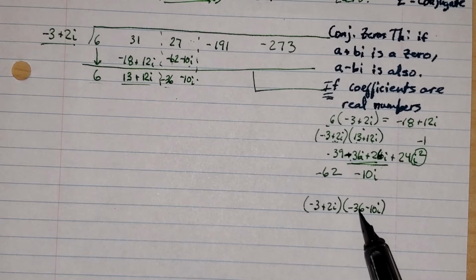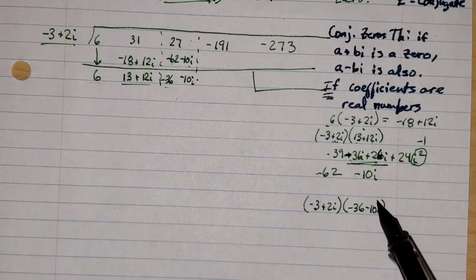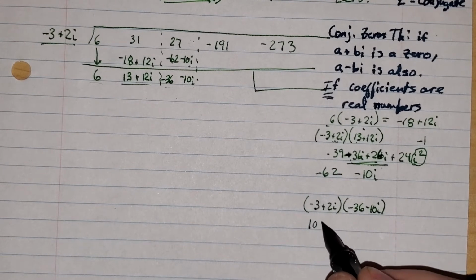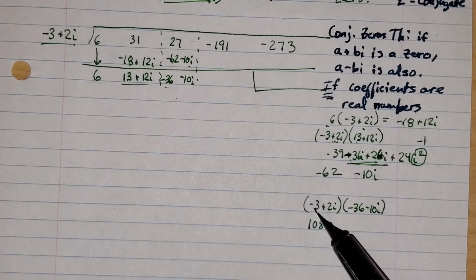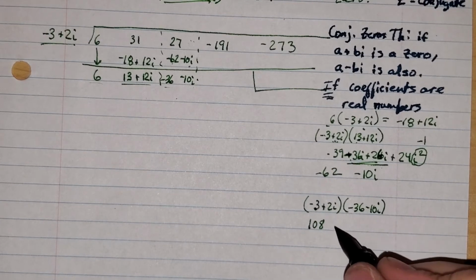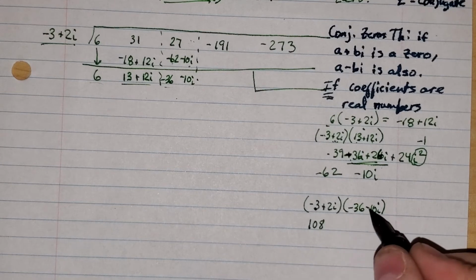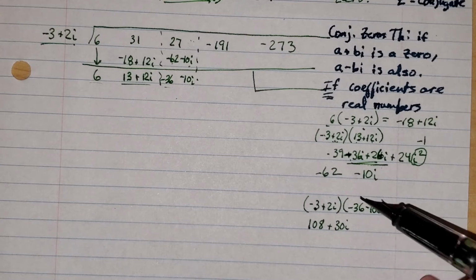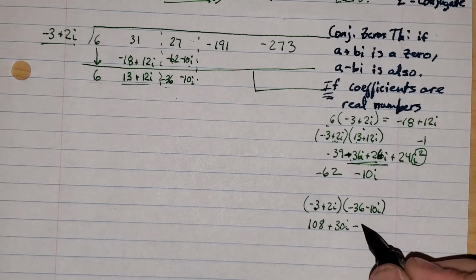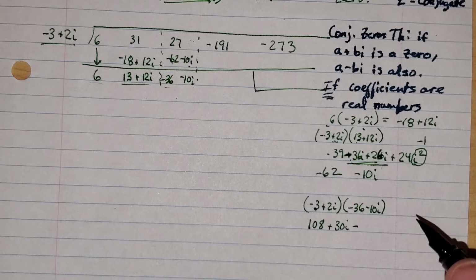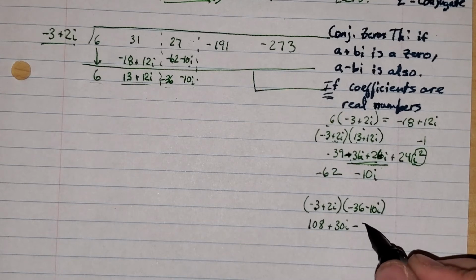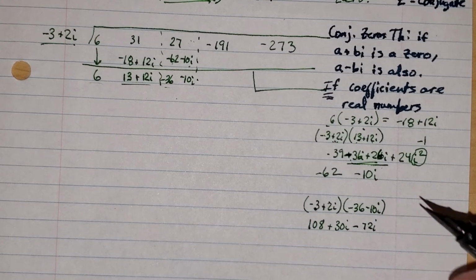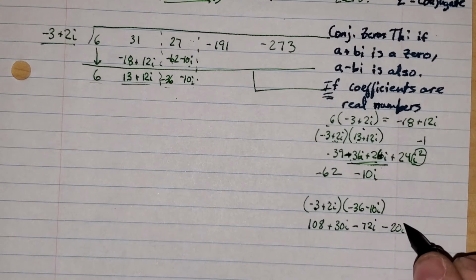Well, negative 3 times negative 36 is plus 108. And then negative 3 times negative 10 is going to be plus 30i. And then 2 times negative 36 is going to be minus 72i. And then 2i times negative 10i is going to be negative 20i squared.